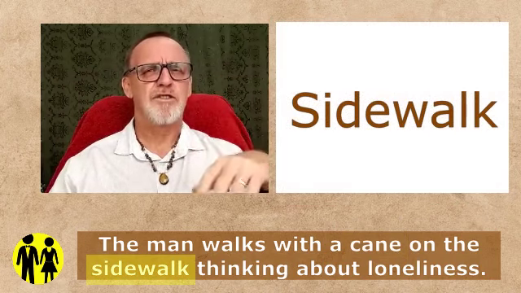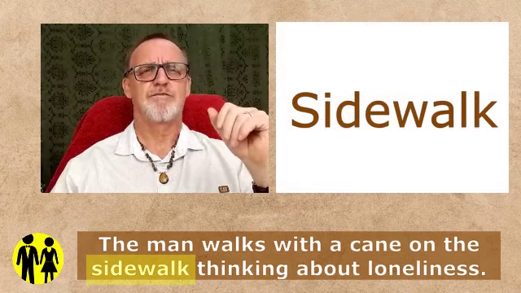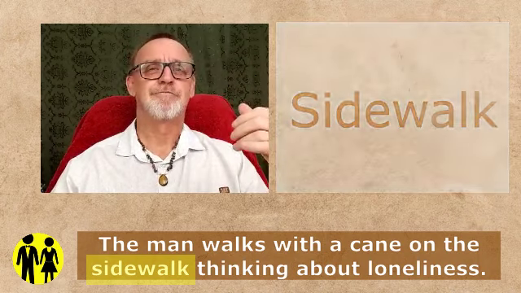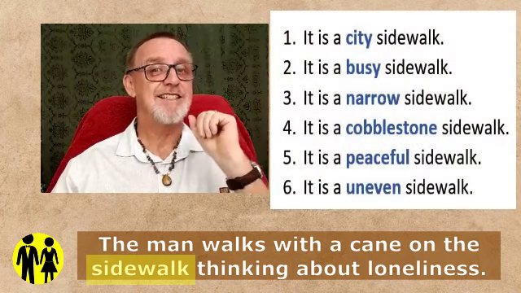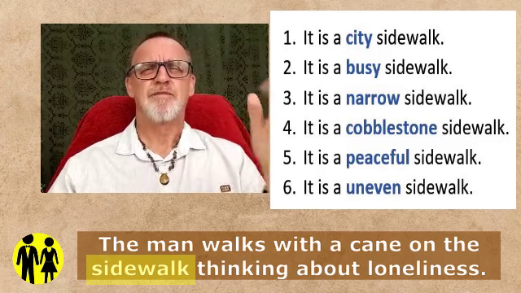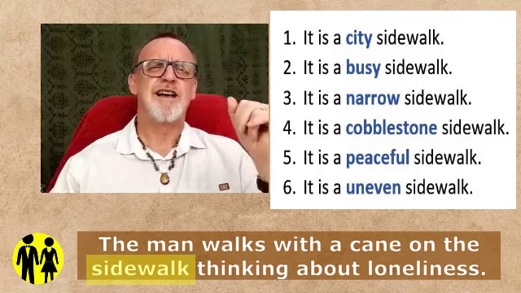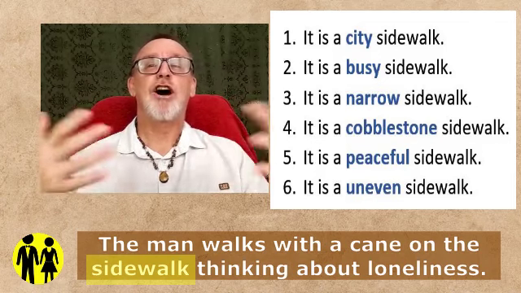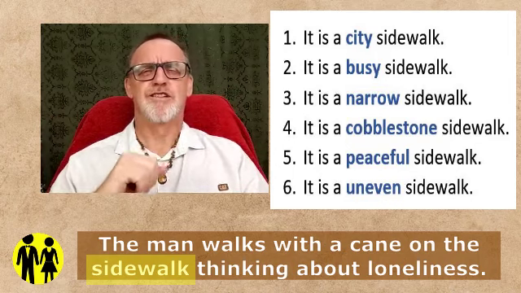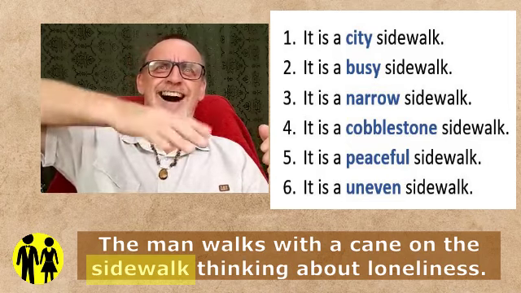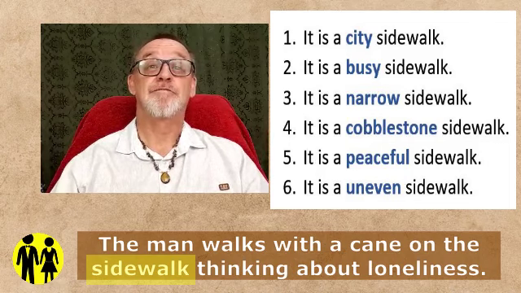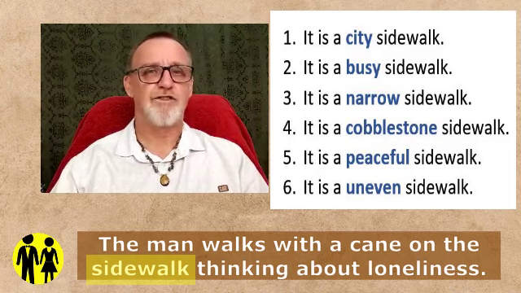Let's move on to the third noun, sidewalk. And what kind of sidewalk is in this picture? And certainly, it is a city sidewalk. It is a busy sidewalk. It is a narrow sidewalk. It is a cobblestone sidewalk. It is a peaceful sidewalk. It is an uneven sidewalk. And once again, there are plenty of adjectives to choose from.